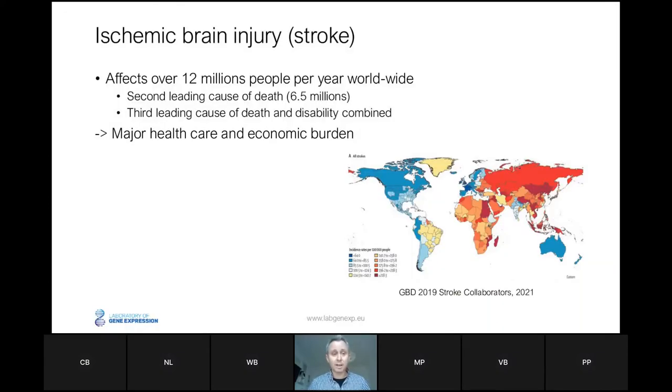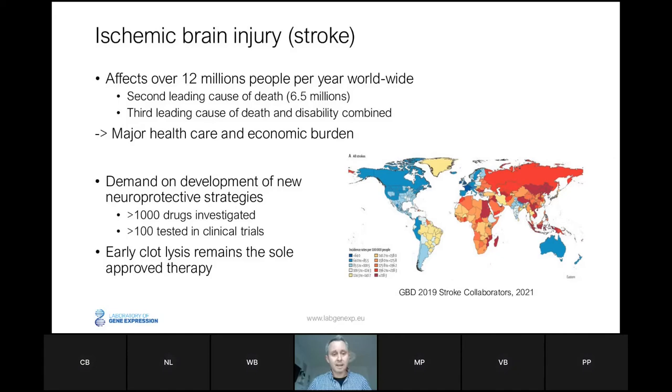Ischemic brain injury is really a major problem. Every year, over 12 million people die worldwide, so it's a major healthcare and economic problem. Therefore, there is also a quite substantial demand for the development of new neuroprotective strategies. But despite that, over 1,000 drugs were tested and hundreds of clinical trials performed, and early clot lysis basically remains the only approved therapy now.